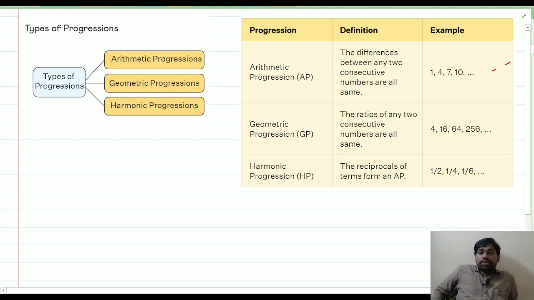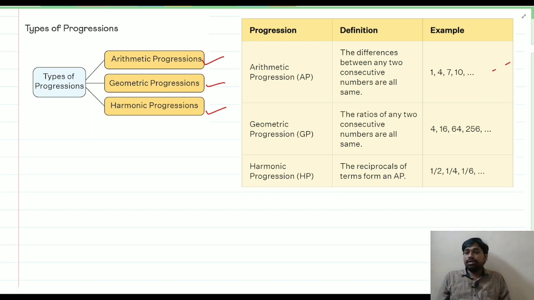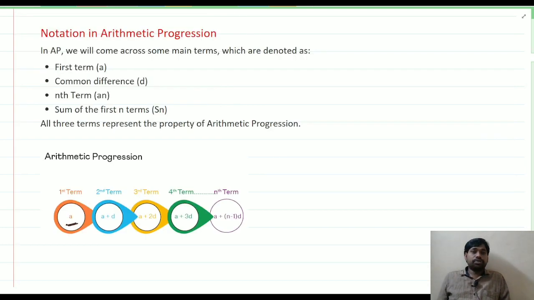Types of progressions. There are basically three types of progressions we have. One is arithmetic progression, geometric progression, and as well as harmonic progression. So you can see what is meant by them, and with the examples I give, let us discuss each of them individually.